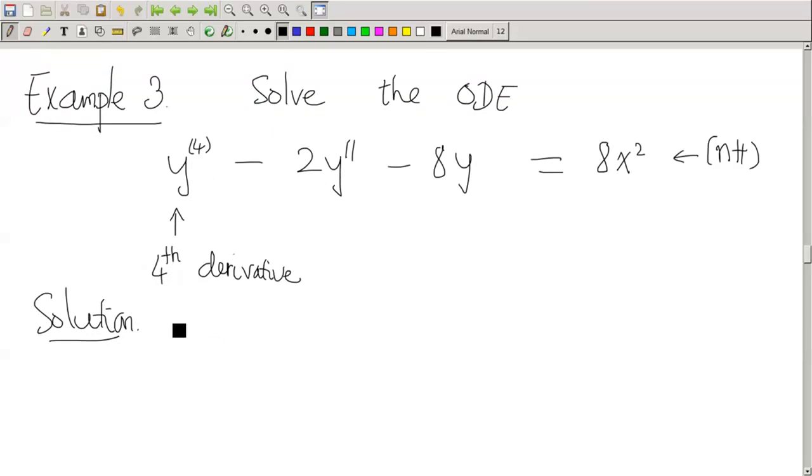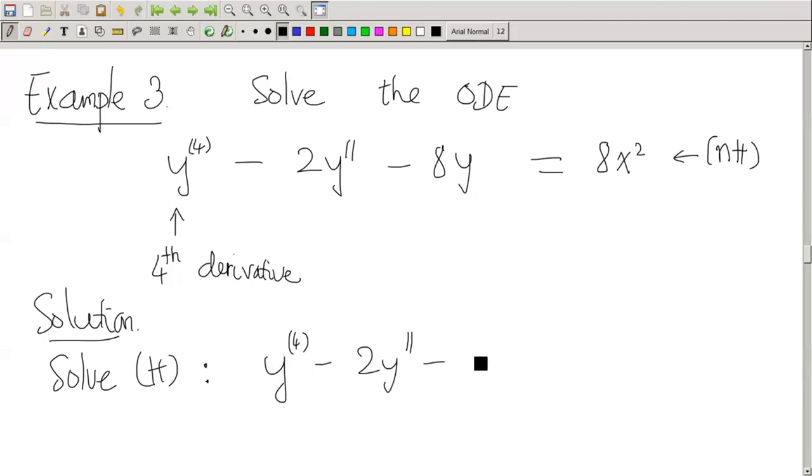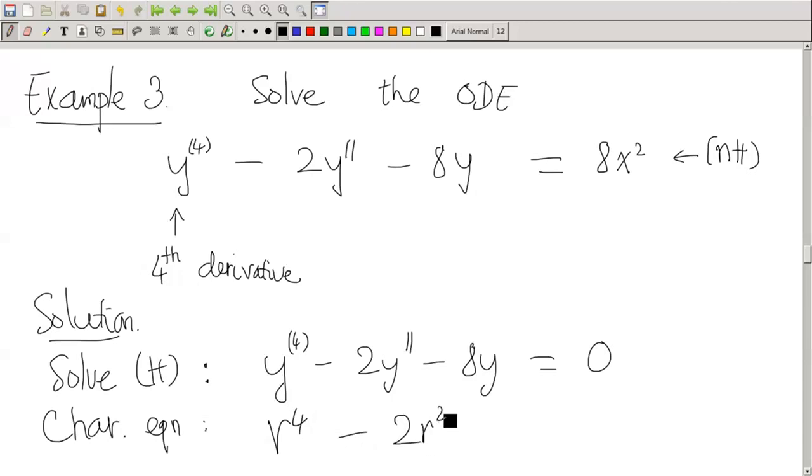So as before, we begin by solving the homogeneous equation. And because we have 4 derivatives, we should expect to have 4 solutions, y1, y2, y3, and y4. The homogeneous equation has this form, and we have the characteristic equation as before. r to the fourth minus 2r squared minus 8 equals 0.